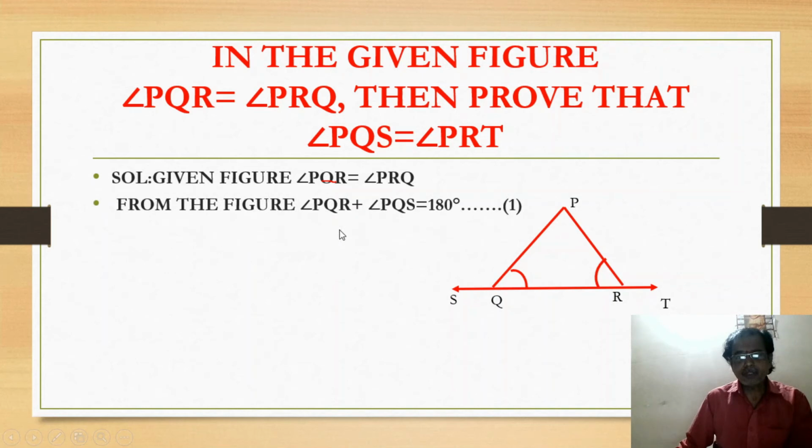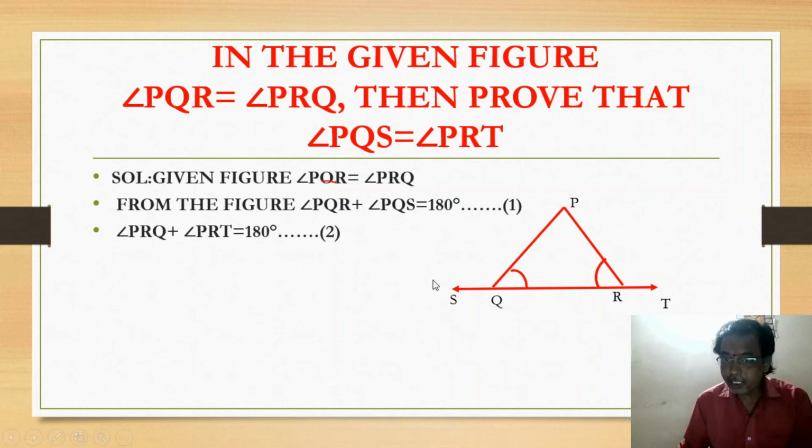Now from the figure we can write angle PQR plus angle PQS is 180 degrees, children. Here SR or ST is a line, so on that line take PQ as a ray, and the sum of these two angles, PQR and PQS, is 180 degrees. So it forms a linear pair. And next, PRQ plus PRT is equal to 180 degrees. Call this equation 1 and equation 2.